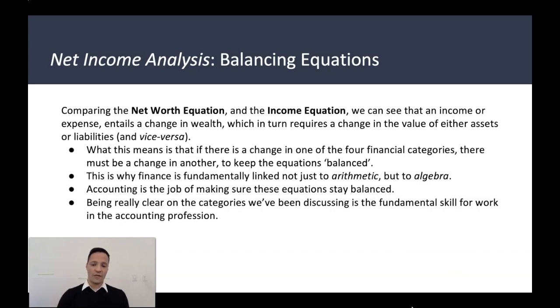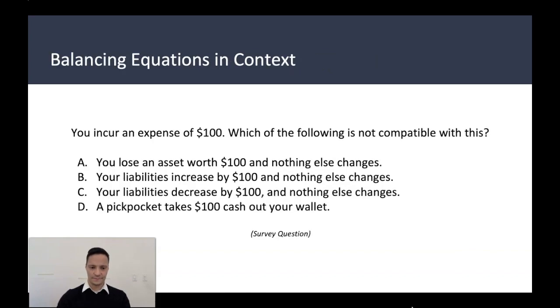So you can see that all four of these financial categories have to stay balanced and are in relation to each other. And this is part of why finance is fundamentally linked not just to arithmetic, but also to algebra. It's also kind of fun to point out to students that accounting is the job of making sure that these equations stay balanced as we do business and engage in things in our financial lives. So let's see an example of how we can create a question and have students think about this balancing and this comparing. I'm going to read the question to you first, and then I'm going to have you pause the video.